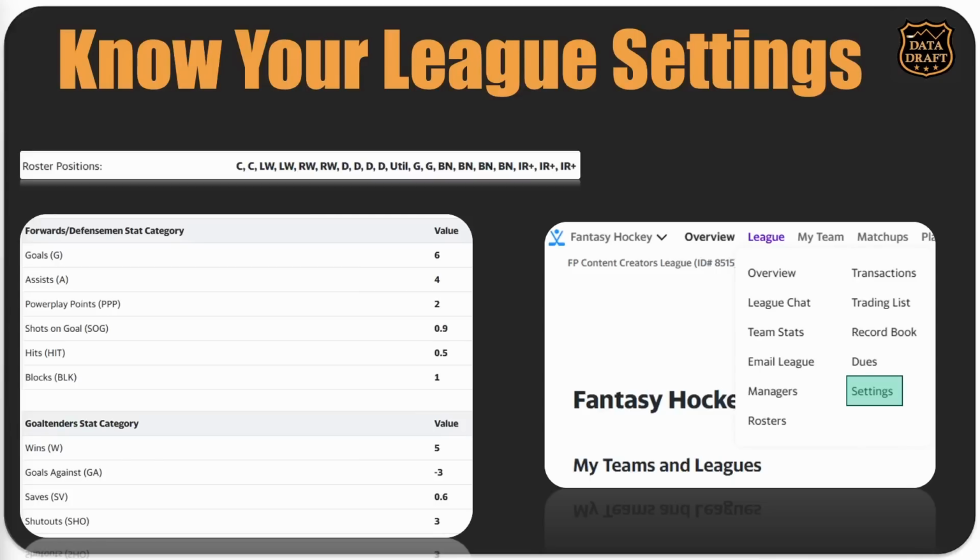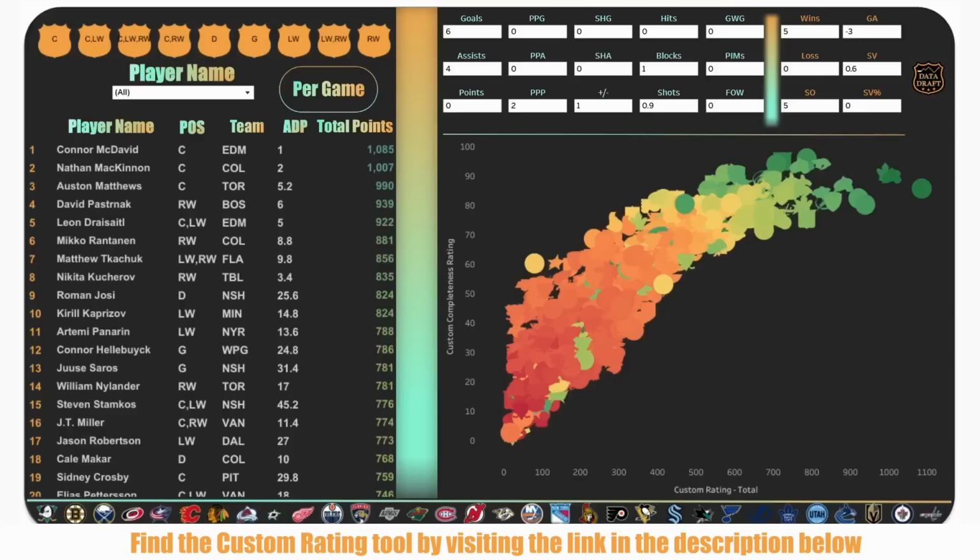Now, once you do know your league settings and your point weighting, you can head on over to the custom rating tool on the Patreon link in the description below, where you can input those point weightings and get a custom scatter plot and list that you can use to draft off of.